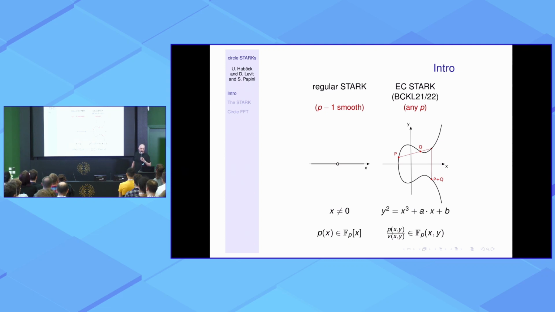Then, quite recently actually, there was the seminal work of Eli Ben-Sasson, Dan Carmon, Swastik Kopparty, and David Levit about the ECFFT, the ECSTARK. So what they do is, because in many applications you would like to work with a prime field where p minus 1 is not smooth, which is not FFT friendly. So what can you do here?